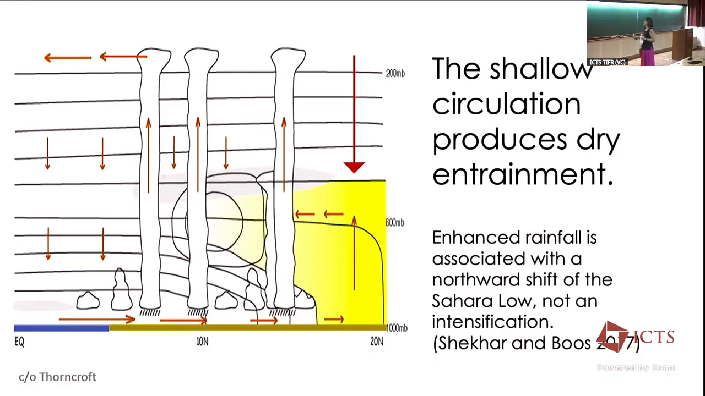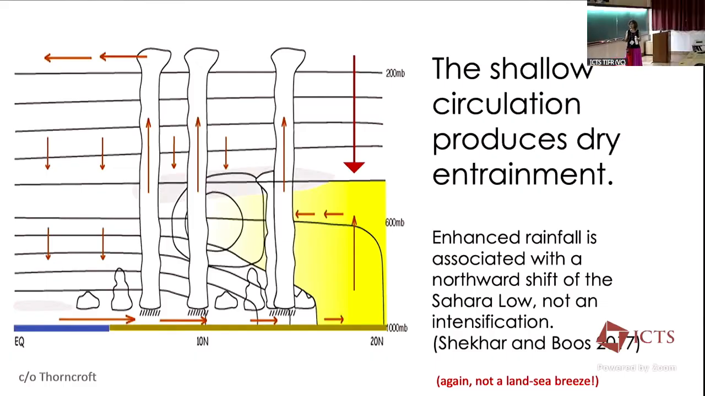And so what that also does for us is explain something important, which is that enhanced rainfall in the monsoon is associated with a northward shift of the Sahara low, not an intensification. So we tend to think of, again, because of this land-sea breeze that gets kind of stuck in our head, right? That if you intensify the Sahara heat low, you get more flow, and if you get more monsoon flow, you should get a stronger monsoon. Well, no, because it's not a land-sea breeze. And so if you are enhancing this flow because it's part of this shallow dry circulation, you're not going to get an enhanced monsoon, okay?